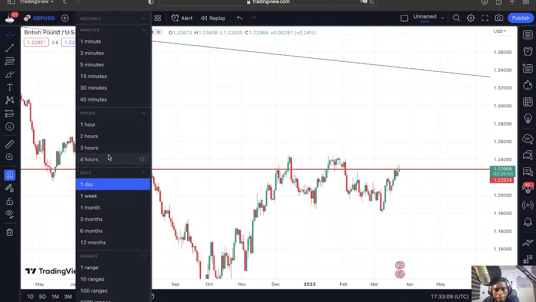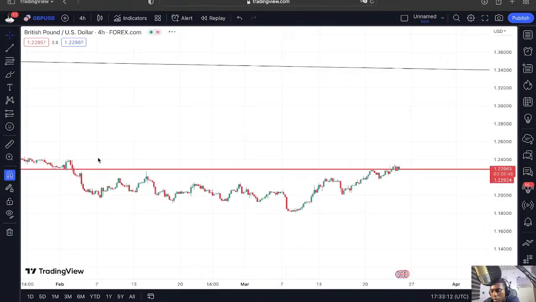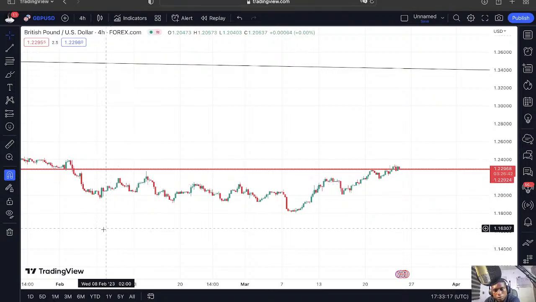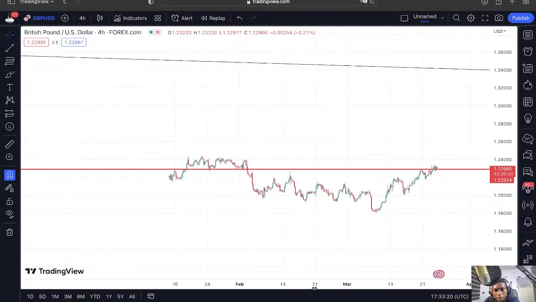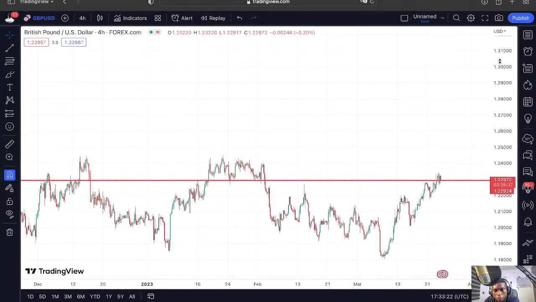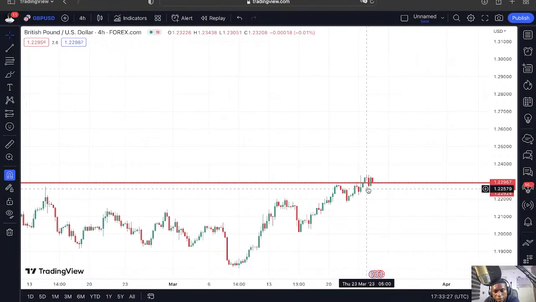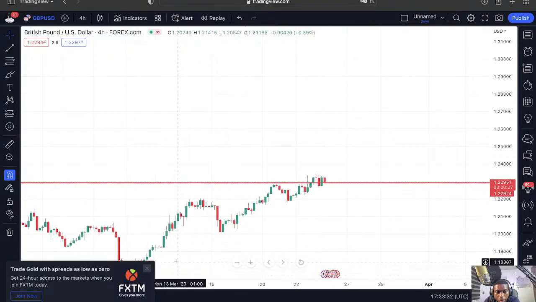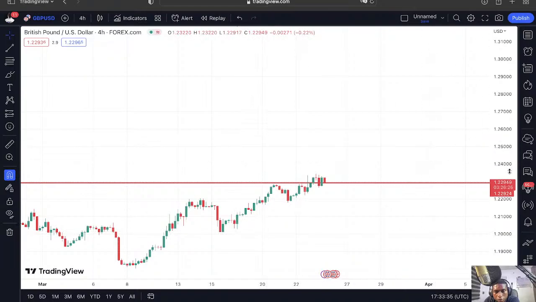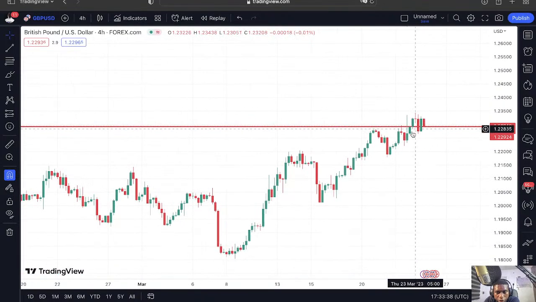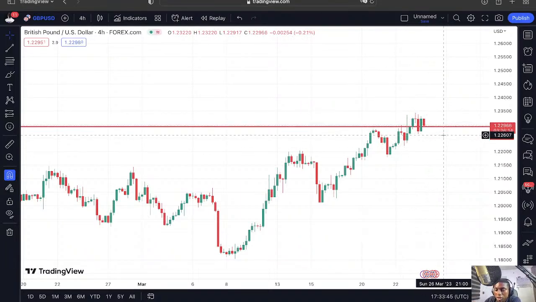Looking at it from the 4 hours perspective, we can see that price is at the very edge of the support turned resistance zone.